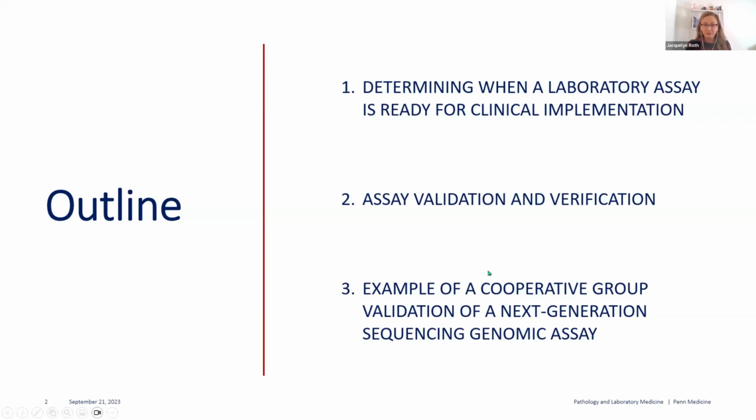Today, we'll be talking about 3 different parts. So learning when an assay is ready for clinical implementation. Once you've made that decision, how to validate and verify an assay. And I'm going to be speaking mostly about the US regulations in terms of what you would need to do to make this happen. And then last, I'm very excited to share about our participation in a cooperative group validation that we did for an NGS oncology assay. However, the principles that we've learned from that validation could very easily be applied to your community and T-cell and B-cell receptor gene sequencing rearrangement.